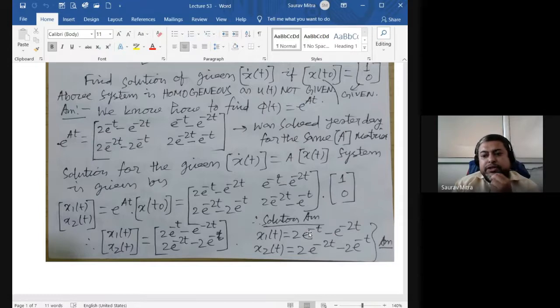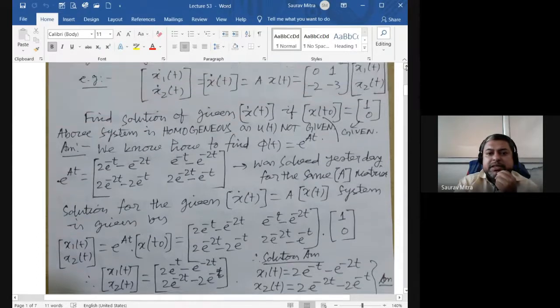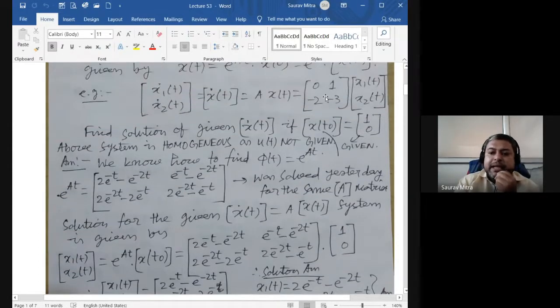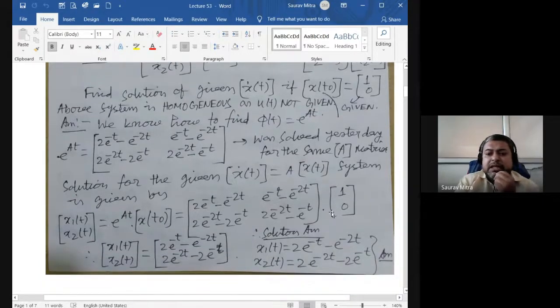That is, find the homogeneous solution of the system when the A matrix is given as 0, 1, minus 2, minus 3. So it is given here, A matrix is like this. And the initial condition I will change there. I may make the initial condition something different. So I can give you the initial condition as 1, minus 1. That is also possible.